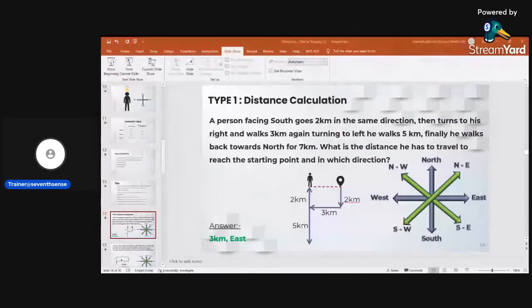Clear? And this is the type 2, shortest distance calculation using Pythagoras theorem. So you know about this Pythagoras theorem.